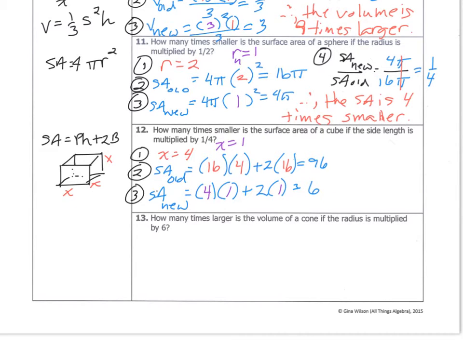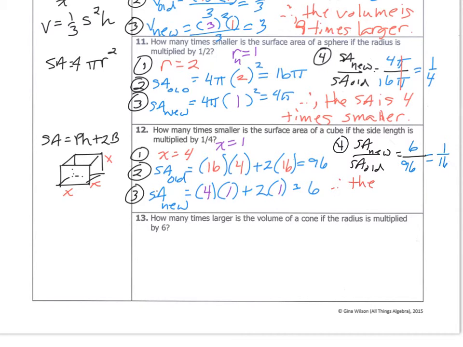What do I do with that? Yep, so I'm going to take the surface area of the new divided by surface area of the old. My new is 6, my old is 96. So reduce those, what do you get? 1 to 16. And so the question is saying, how many times smaller? So how many times smaller? 16.